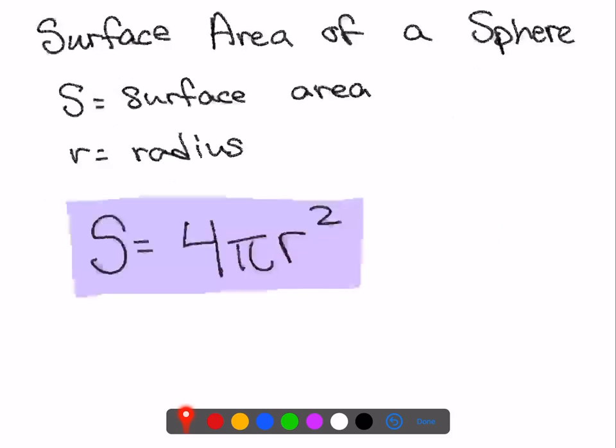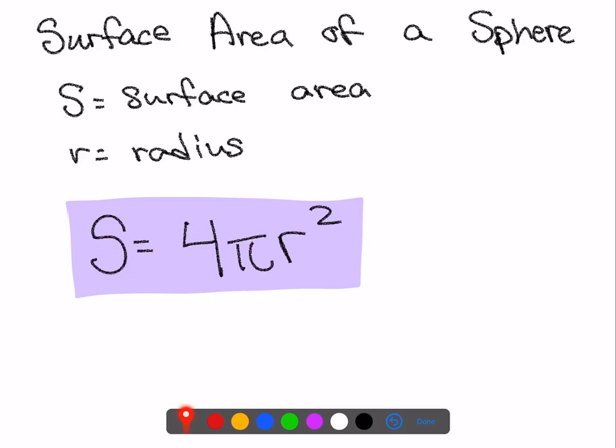So, surface area of a sphere. Now again, we have some variables that we're going to be dealing with. Capital S is still our surface area, and r is our radius. This time our equation is pretty simplistic. Surface area is equal to 4 pi r squared.